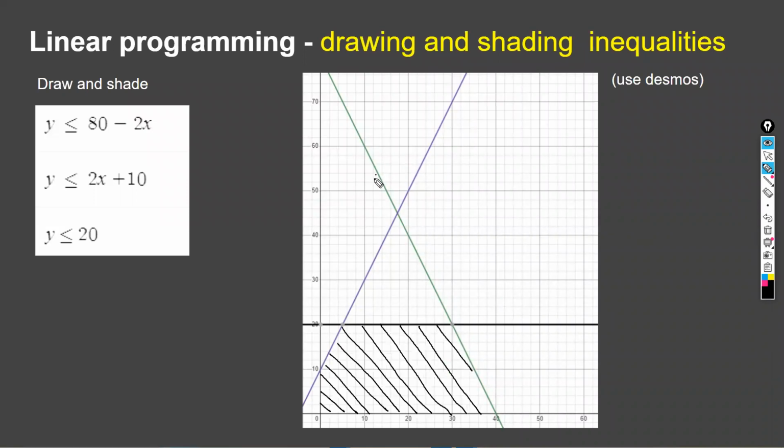Because once again, you're shading below the green line, you're shading below the purple line, and you're shading below the black line. The only place that's going to have all three colors overlapping is this region here. Not here. Here will have no green in it. Think about it. All the green is going this way. No green is going in this area.